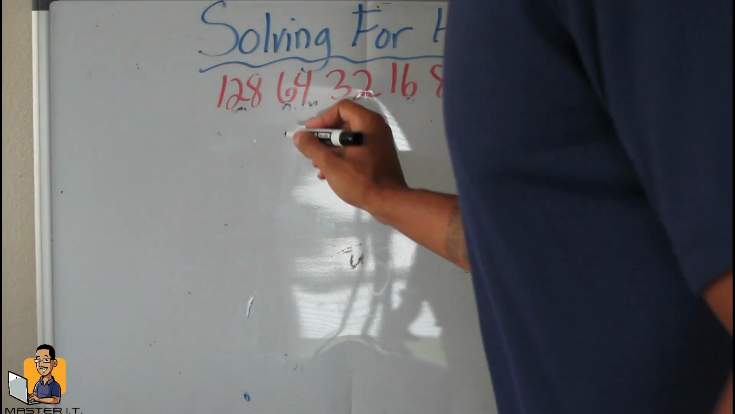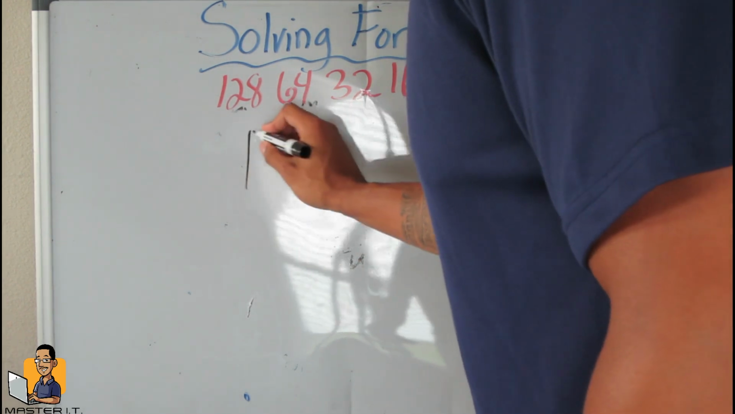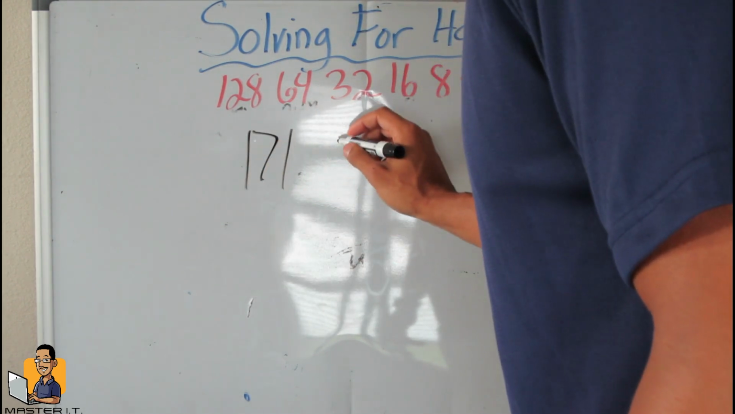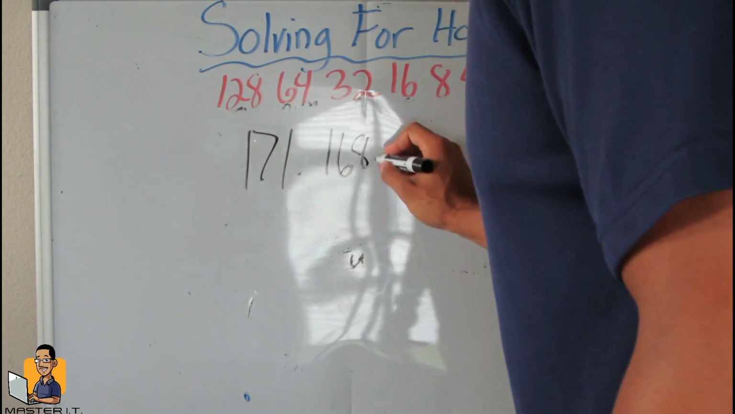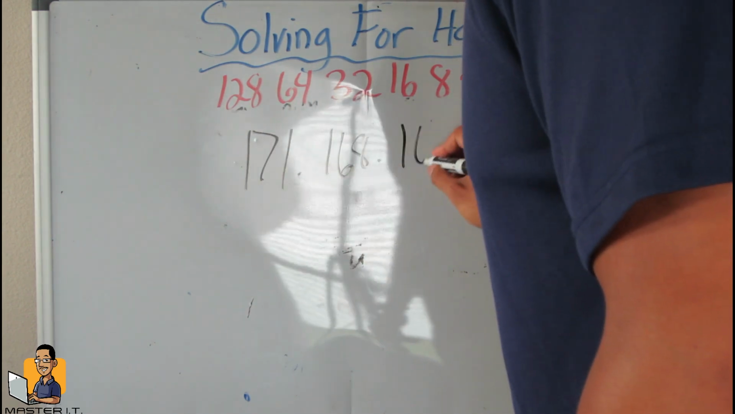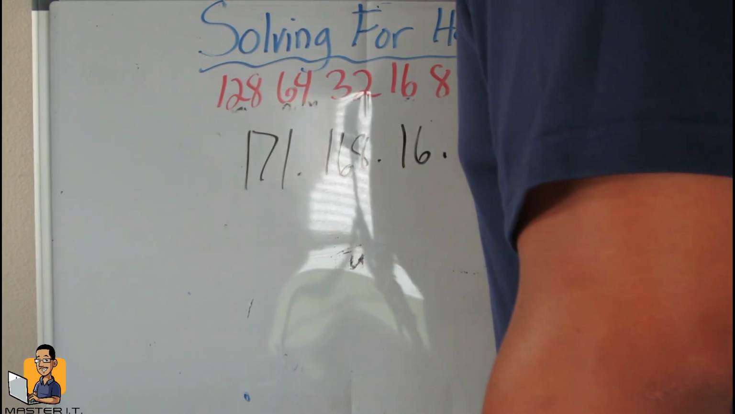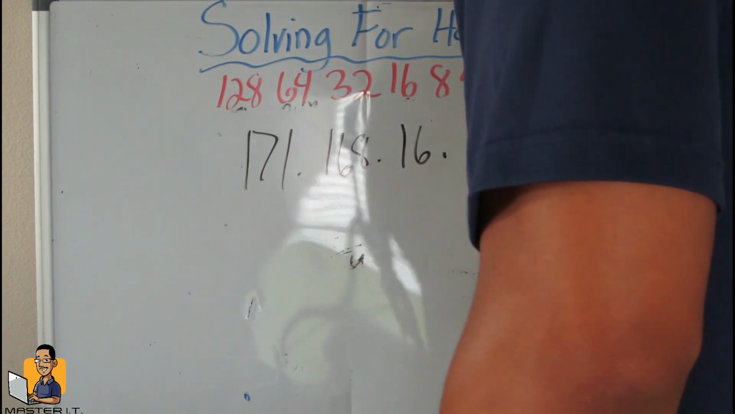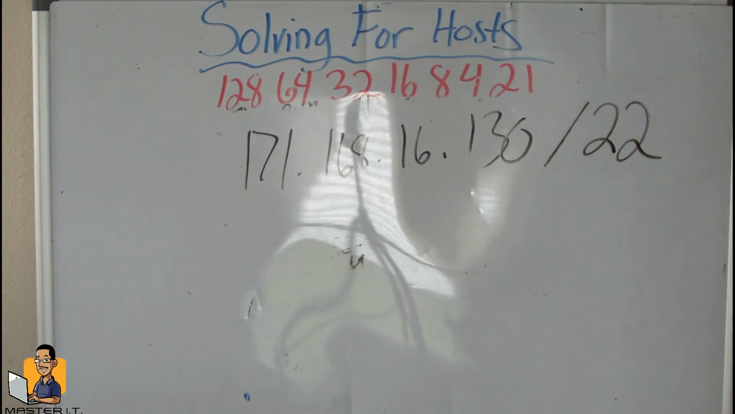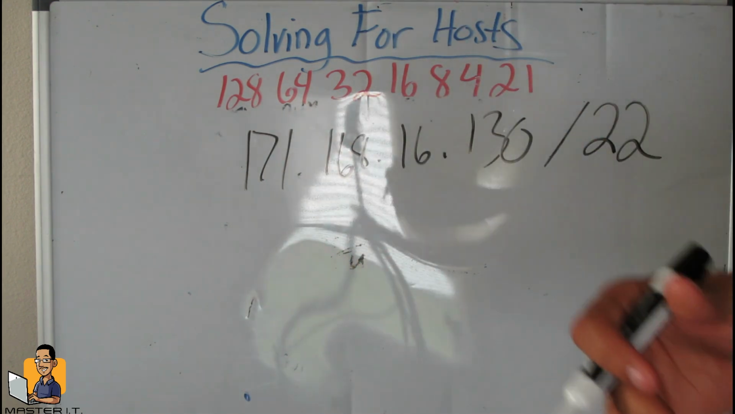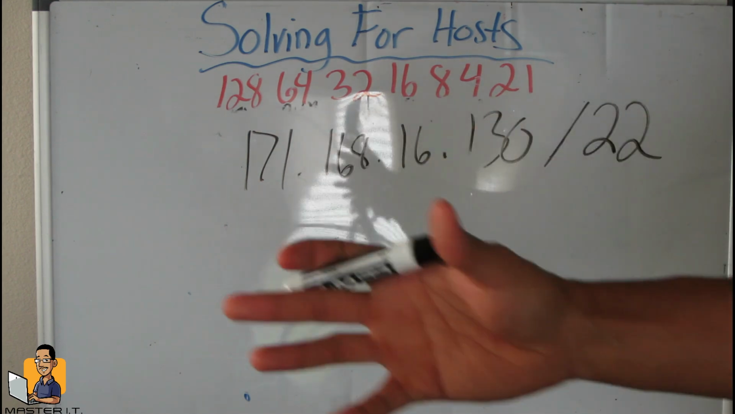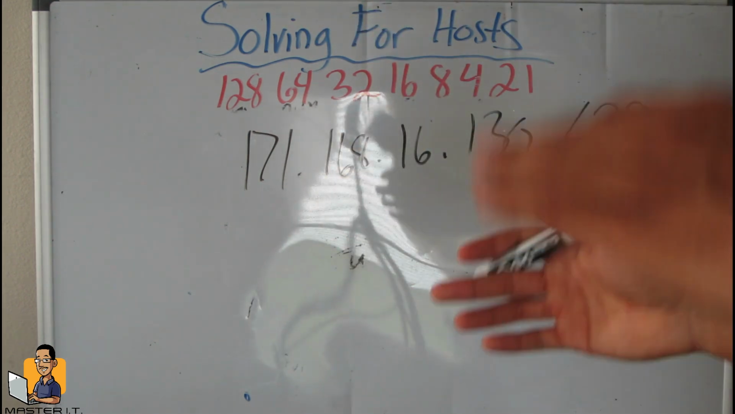So remember, IP address was 171.168.16.130. We'll change the CIDR to 22. So if it's not in the last octet, we can use a power chart. So 2 to the power of whatever it is, or we can just go from right to left.